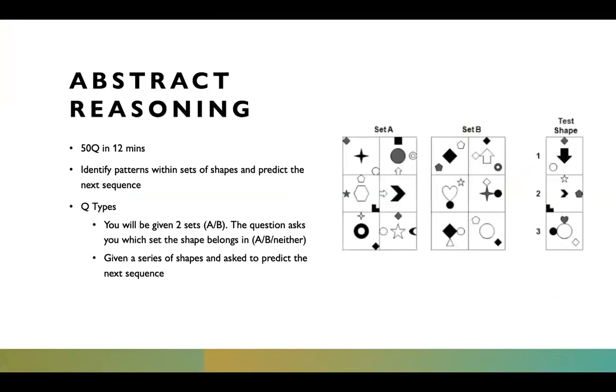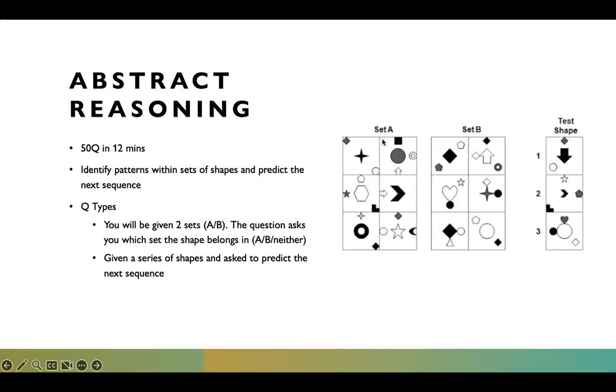Moving on to abstract reasoning. With this one, you have 50 questions to cover in 12 minutes. Essentially, it's asking you to identify patterns within lots of different sets of shapes and predict the next sequence. I've just screenshotted one here. I couldn't find many before this session, so I haven't got a proper question for you guys to practice, but this is essentially what it will look like.